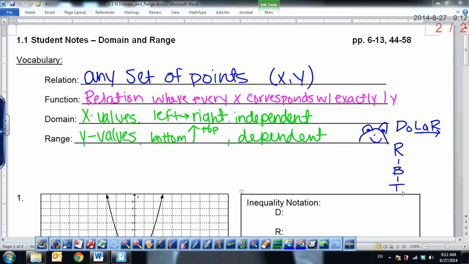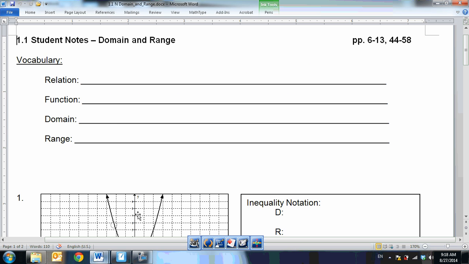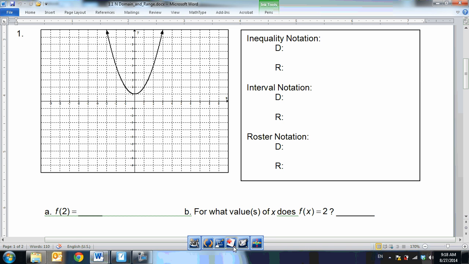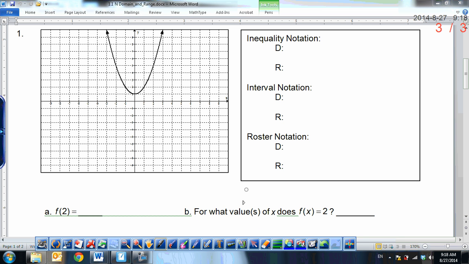Okay. All right. So we're going to be practicing some different types of notation today for our domain and range. So let's go ahead and look at number 1. What type of graph is this? A parabola, good. A parabola comes from a quadratic function. Could I draw this graph without picking up my pencil? Yeah, it would go on forever, right? But I could draw it without picking up my pencil.